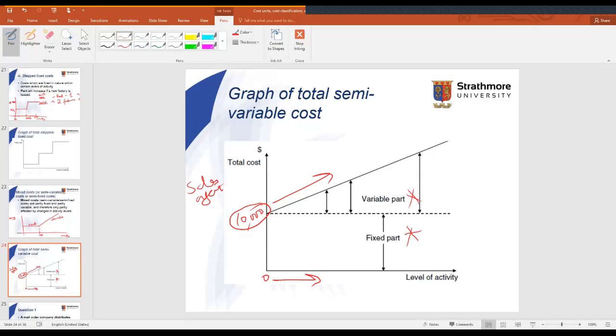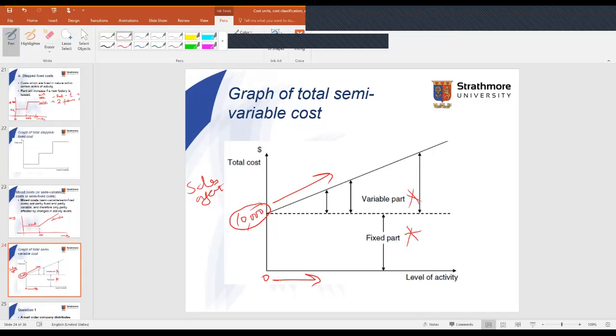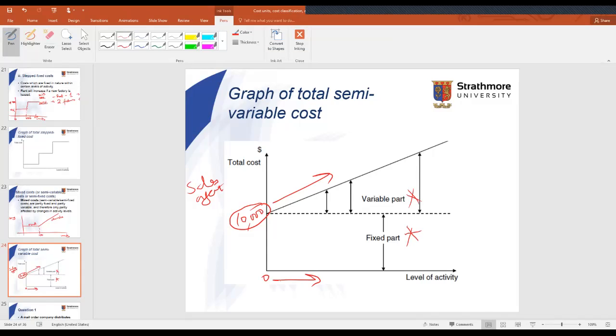So don't confuse the semi-variable cost or the semi-fixed cost with the stepped fixed cost, because that is a mistake you can make. So don't make that confusion. I would call them semi-variable cost, semi-fixed and stepped fixed cost. Is that clear?